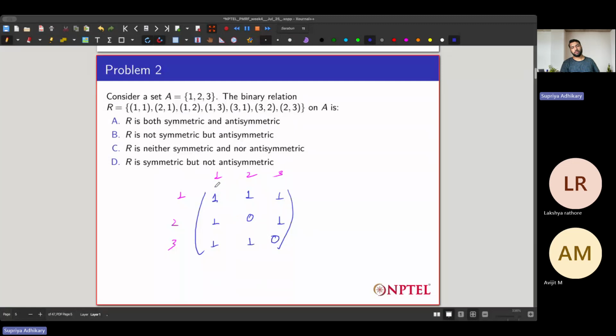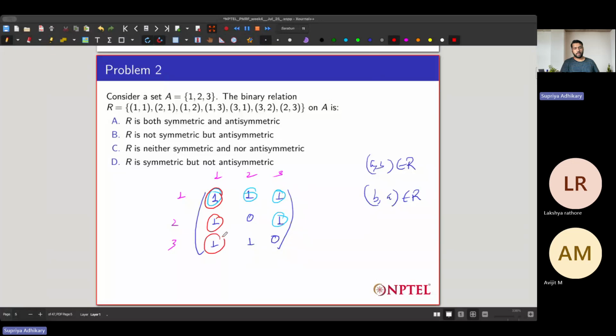Now, is it symmetric? Definitely, it is a symmetric matrix. As you can see, for each pair (A,B) that belongs to the relation R, (B,A) also belongs to the relation R. For (1,2), (2,1) belongs to R; for (1,3), (3,1) belongs to R; and for (2,3), (3,2) belongs to R. Similarly, for (1,1), (1,1) definitely belongs to R. So for these cases, for an (A,B) pair, the corresponding (B,A) pair also belongs to the relation. So this is definitely a symmetric relation.